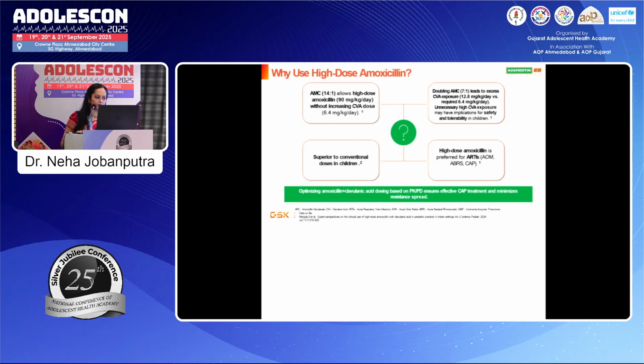14:1 is superior to conventional doses in children and is definitely preferred with acute respiratory tract infections like otitis media, rhinosinusitis and also community acquired pneumonias. So optimizing amoxiclav dosing based on PK and PD ensures effective treatment and minimizes the resistance spread.